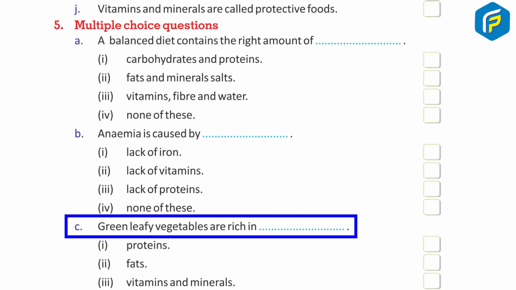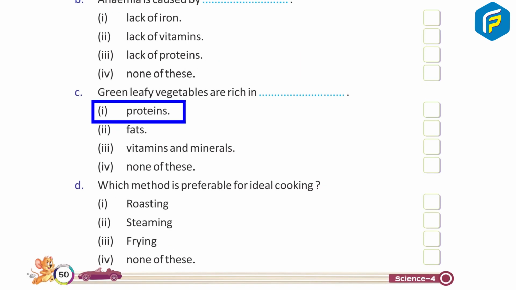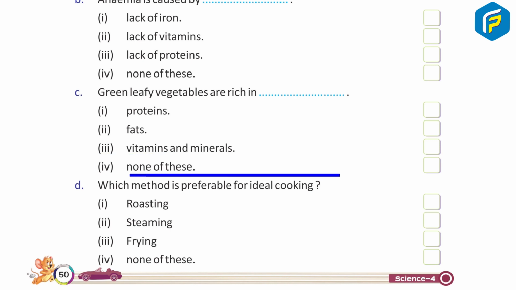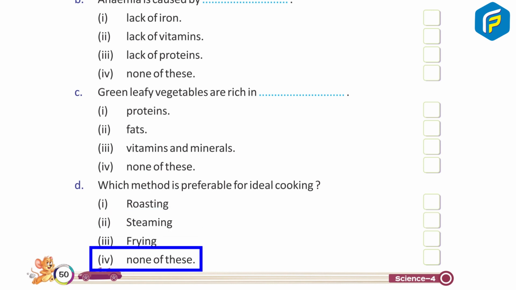C. Green leafy vegetables are rich in dash. 1. Proteins. 2. Fats. 3. Vitamins and minerals. 4. None of these. D. Which method is preferable for ideal cooking? 1. Roasting. 2. Steaming. 3. Frying. 4. None of these.